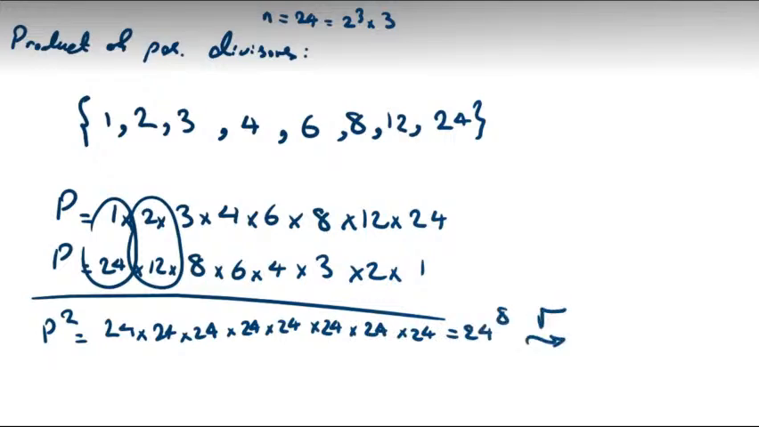Now we take the square root, or raise to the power of 1/2. P will be 24^4. So in general, P will be n^(t/2), where t is the number of positive divisors.